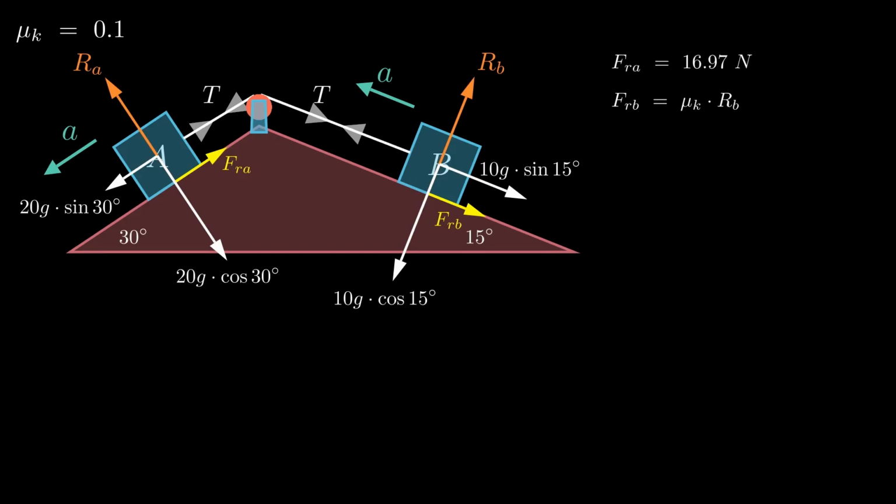Continuing with the same steps we followed for Object A, we can determine the normal force of Object B, as shown on the screen. Using this value of normal force, along with the coefficient of kinetic friction, we can calculate the frictional force opposing the motion of Object B as 9.47 Newton.